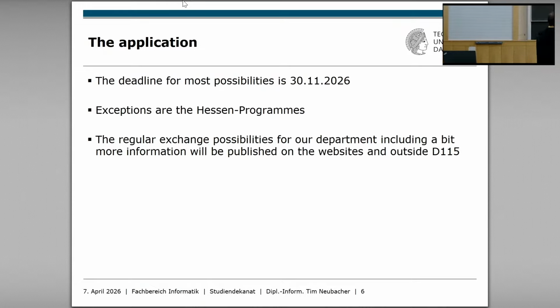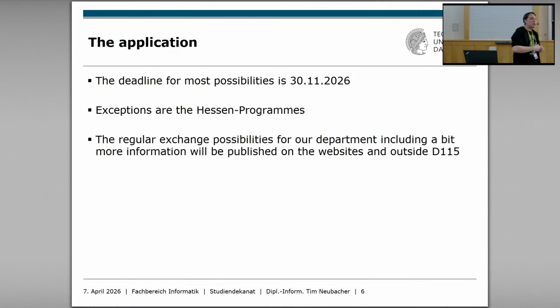Okay, so the application. As I said, there is an interim possibility in May. Have an eye on our websites and visit us in the consultation hours. But all the possibilities, except one of the Hessen program, or all of them actually, have a deadline in November. The exclusion deadline for the applications is the last day of November, because you have to apply via a tool from the International Relations Office, and at midnight, it's done, right?